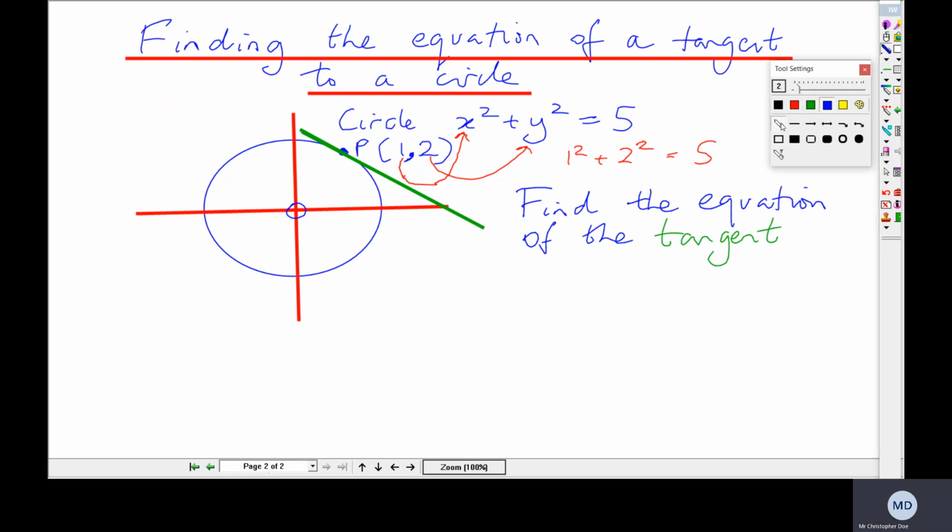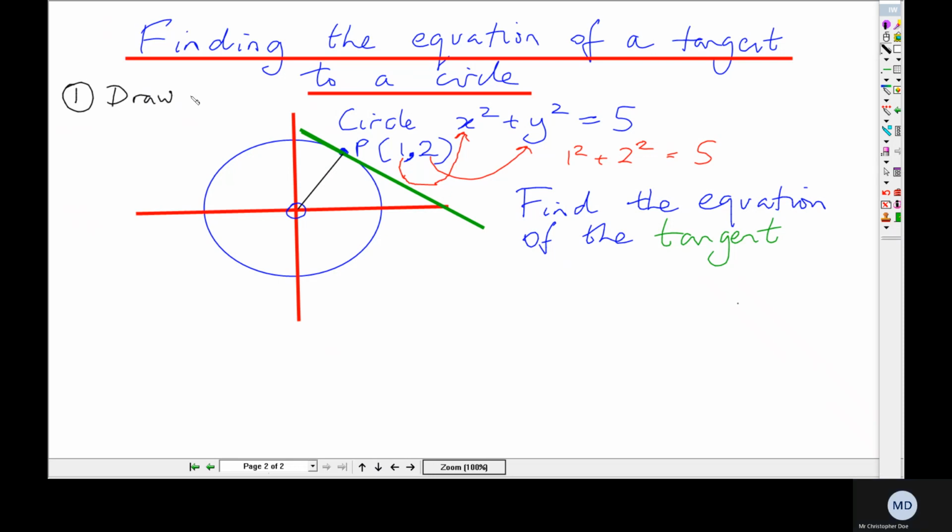So first thing we're going to do is draw in the radius from the centre to point P. So step number 1, I'm going to put some little bullet points up there so I can use all of the board. It's going to be to draw the radius, and it won't always be drawn on. The important thing is we know where it starts and we know where it finishes. It goes from 0, 0 to 1, 2.